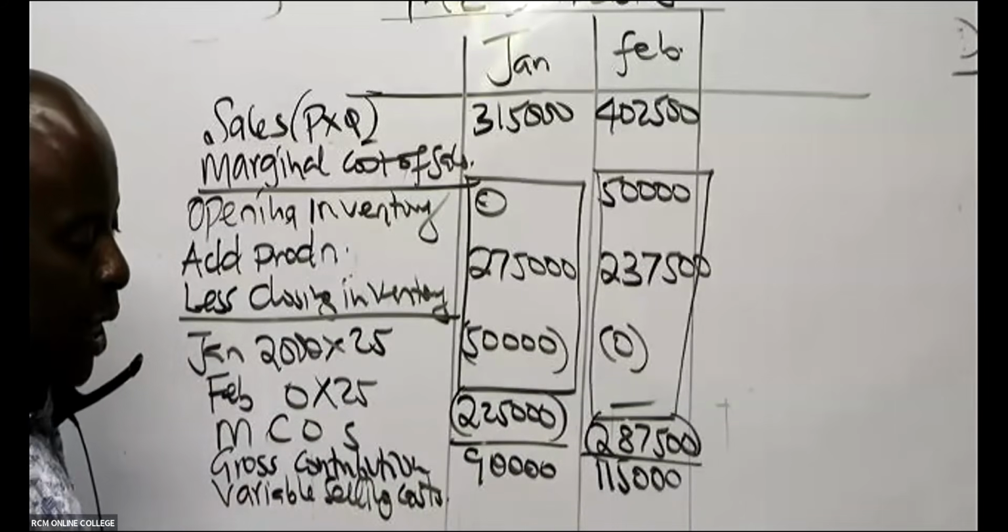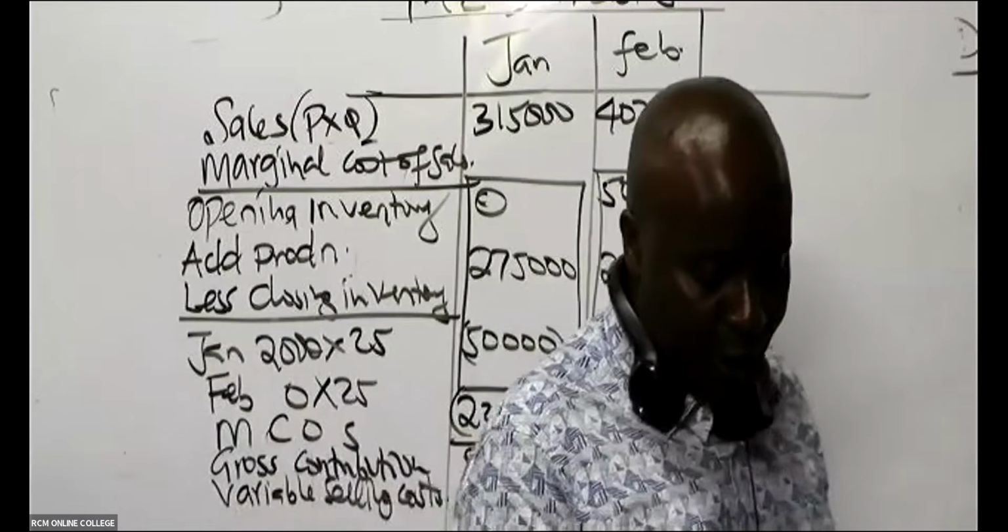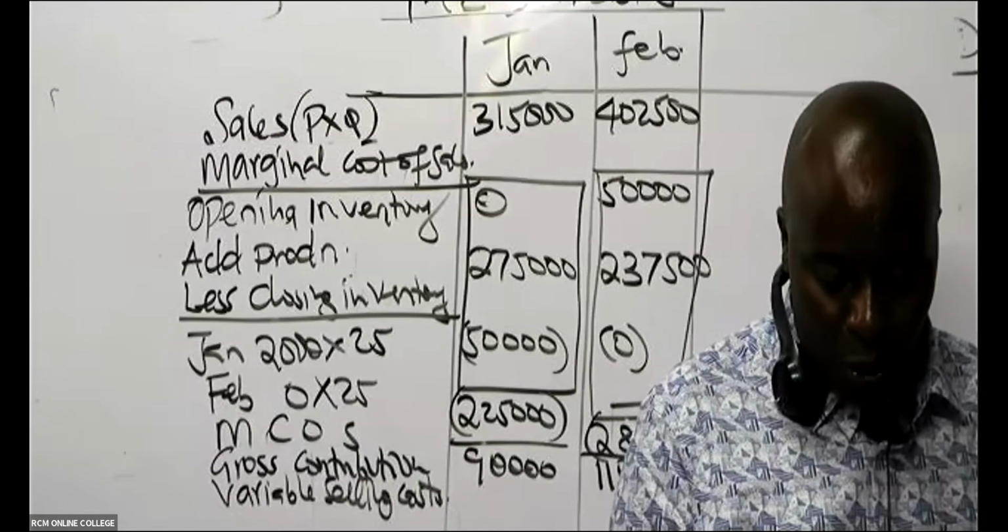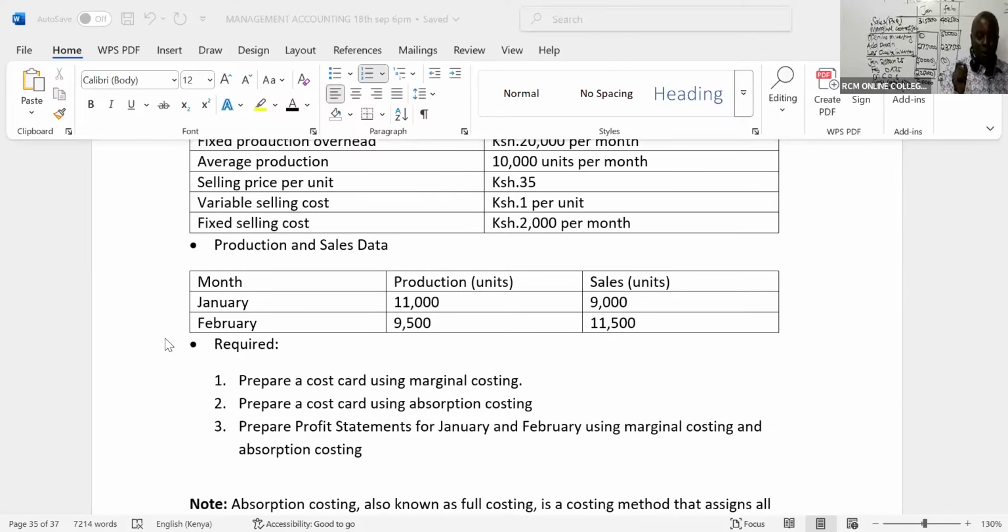Are you able to see the variable selling cost, my good students? It's 1 shilling per unit sold. So if it's January, to get the total, I'll take 1 times 9,000, because in January you sold 9,000. All selling expenses are normally multiplied with the units sold.